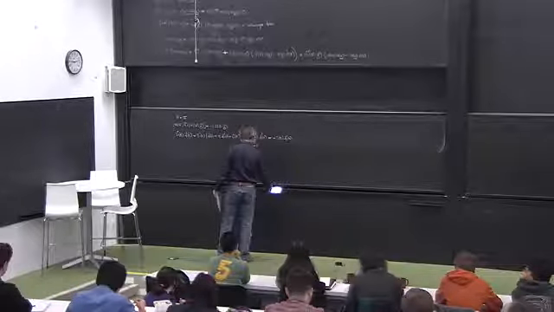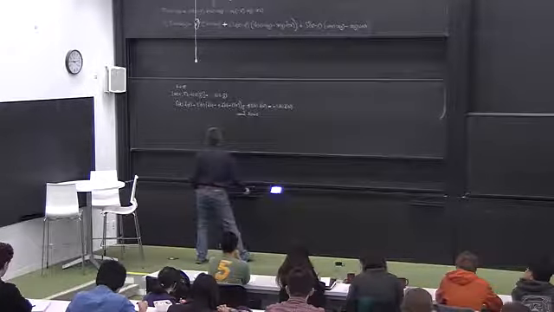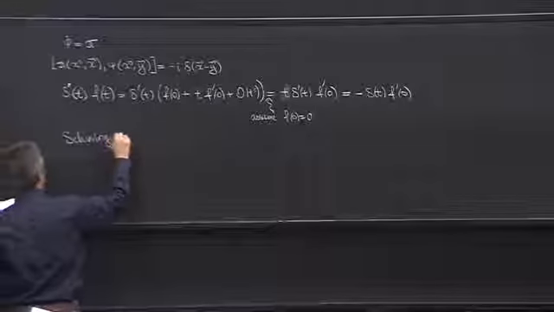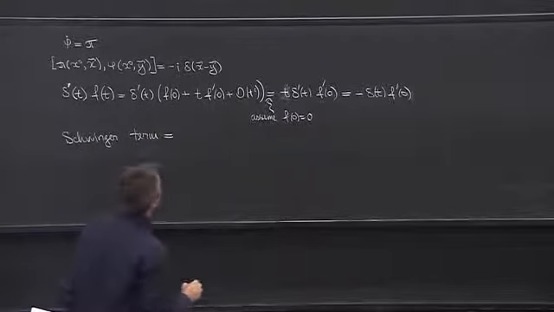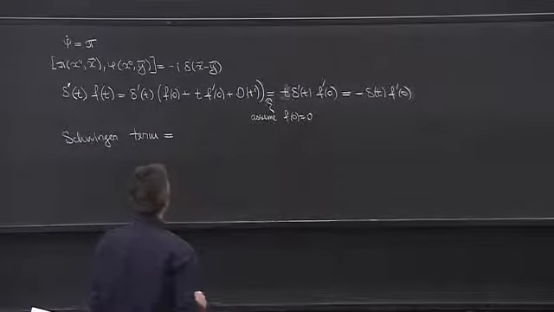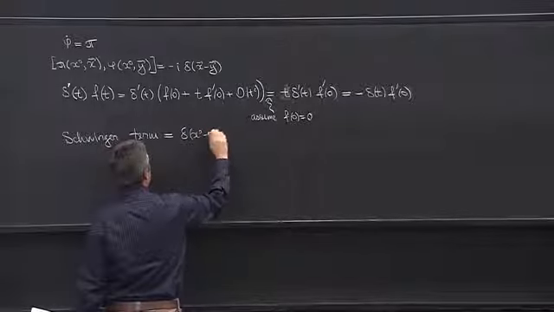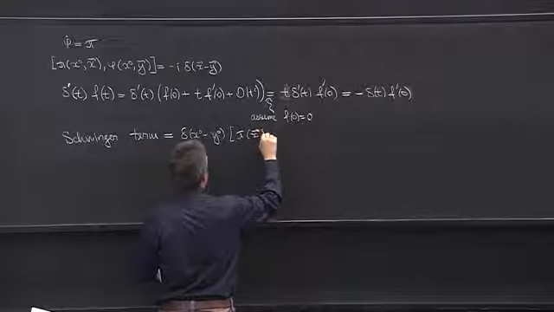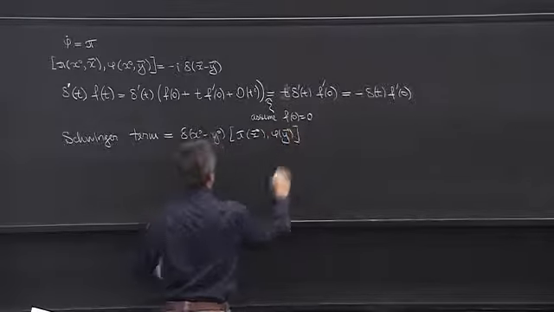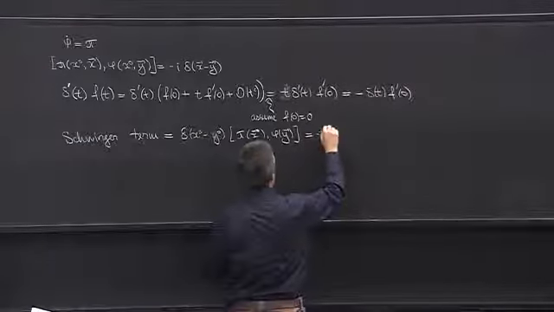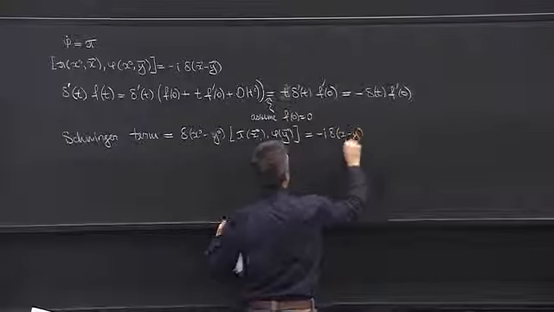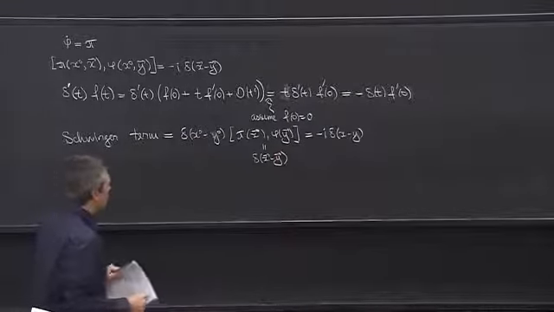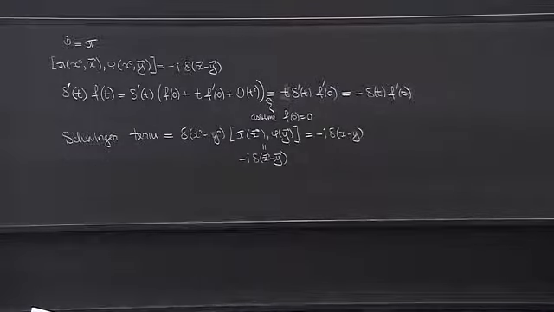So finally, the result of this computation is that the Schwinger term is equal to delta of x0 minus y0 times the commutator of phi of x with phi of y. So this is minus I delta of x minus y, right? So this is the delta function of the spatial coordinates with the minus I. And so what we get is the four-dimensional delta function.